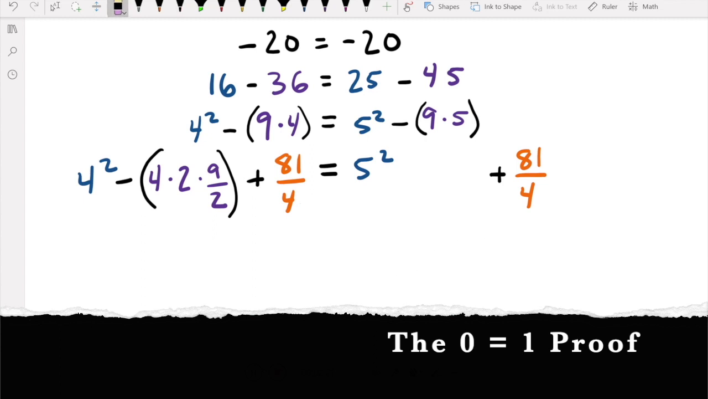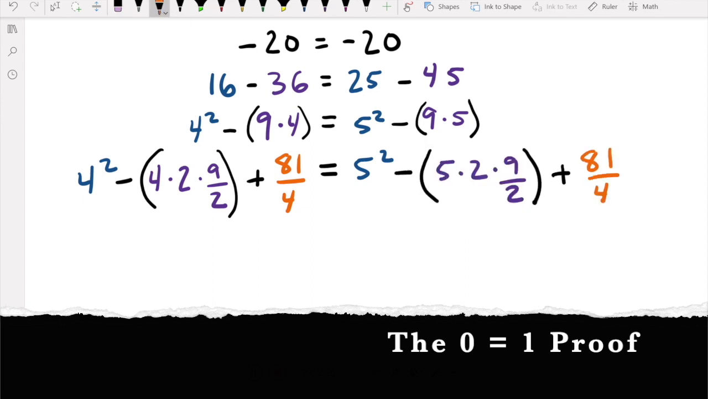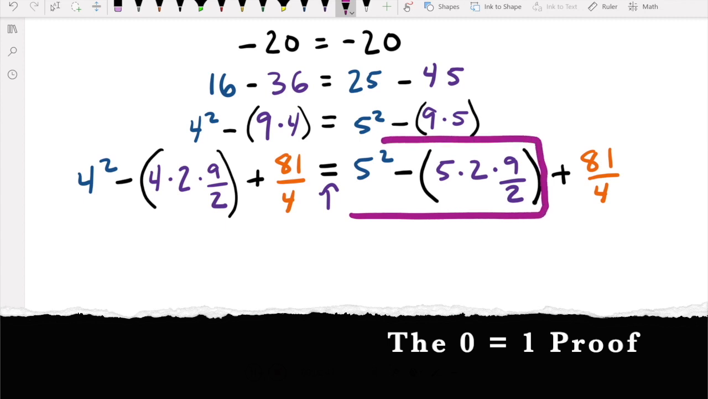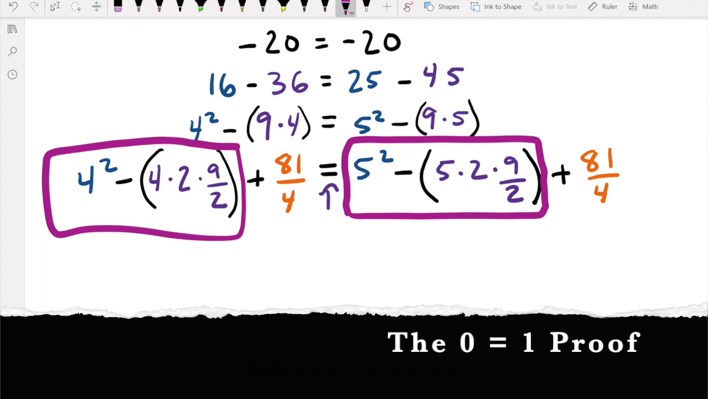Now we're going to do a very similar thing with the 9 times 5. And again, if you do not believe me, this right here equals 45. It equals the same as this, and this right here equals 36, which is the same as this. Take a calculator out if you don't trust me and try it. So we still have both sides are equal. Note, this right here still equals negative 20, and this right here still equals negative 20. Then we added the same number to both sides, 81 fourths.